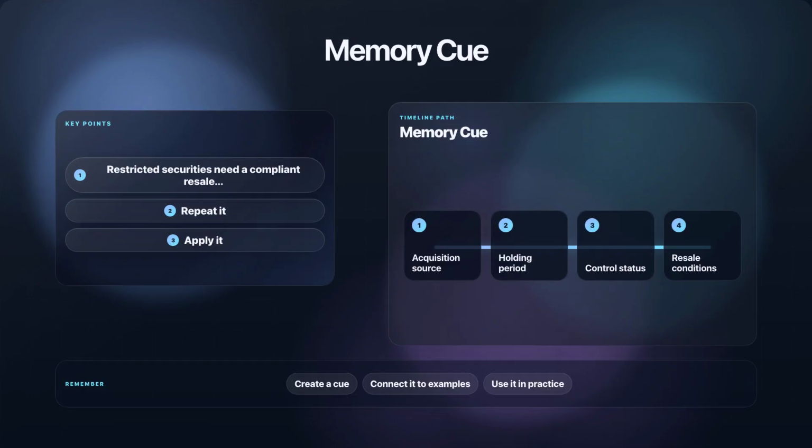Use this memory cue. Restricted securities need a compliant resale path. A good cue is short enough to remember, but meaningful enough to guide a practice question. When you see this topic again, return to that cue before selecting an answer.